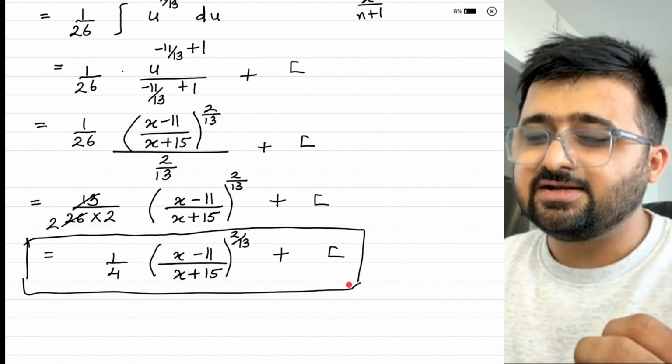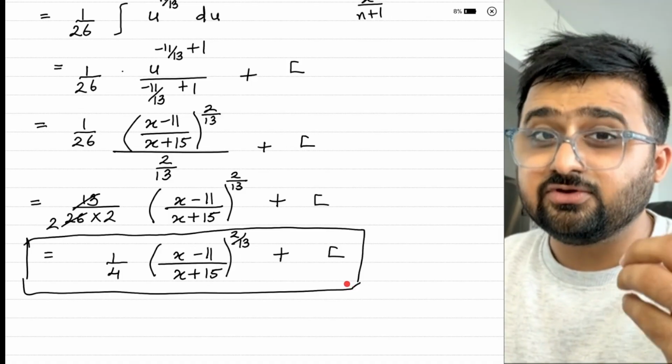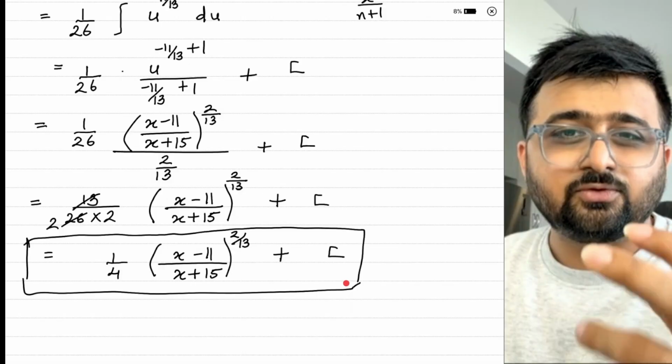How easy was that integral once you understand that logic of u substitution and a little bit of rule of exponents.